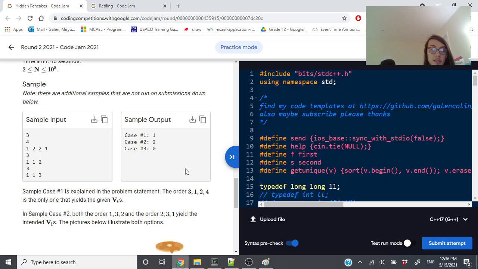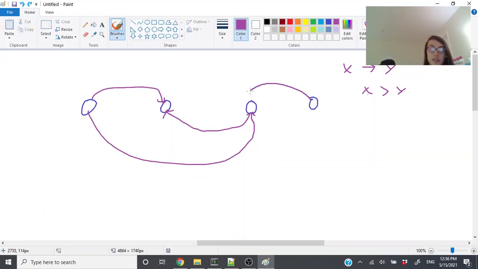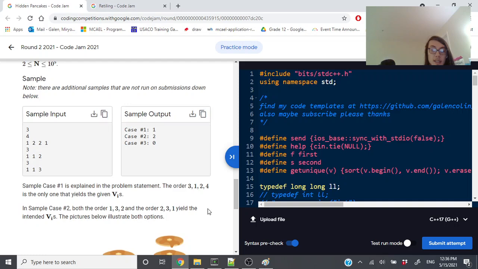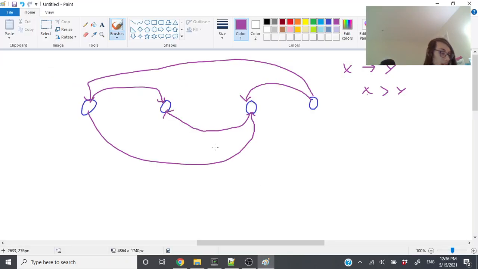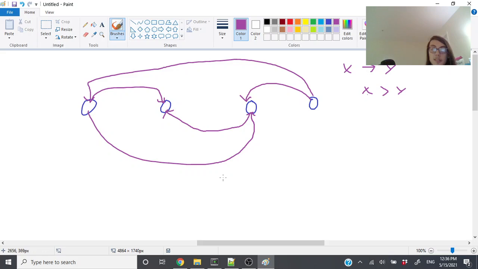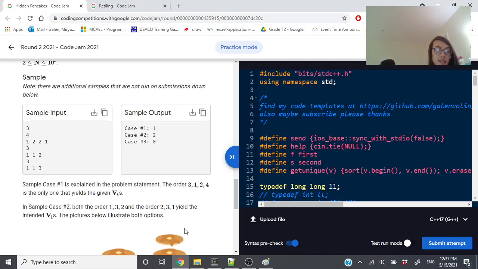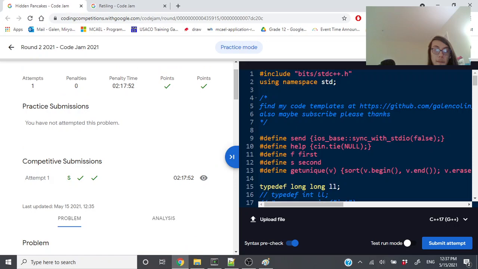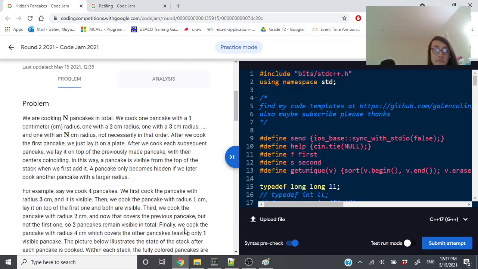But in this case, this one has to be greater than this one, and it has to be greater than this one. So this gives us a DAG, a directed acyclic graph. And then a permutation is valid if it satisfies all these constraints. So really, it's just a topological sort. So then the answer would be the number of topological sorts on this graph, which is fine.